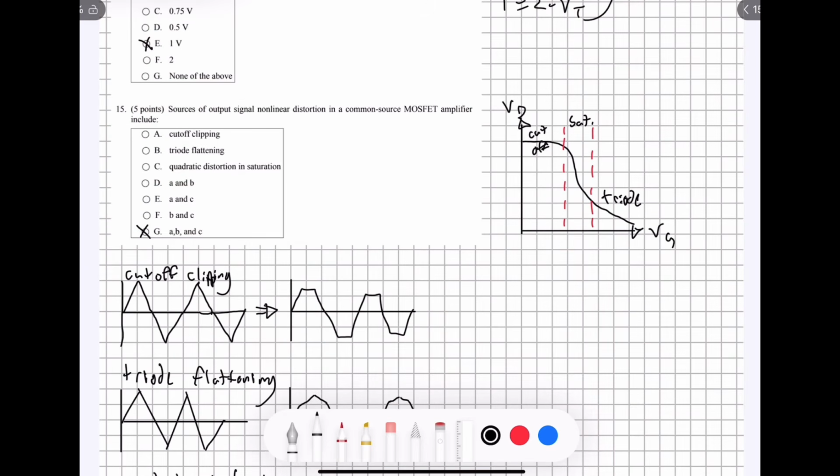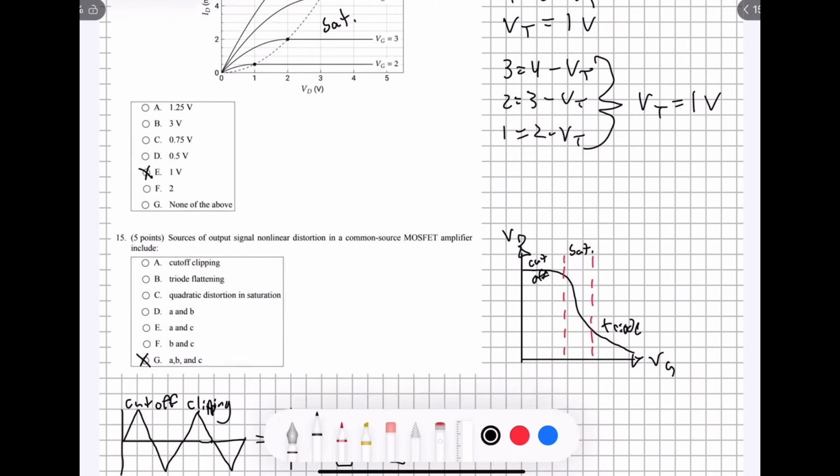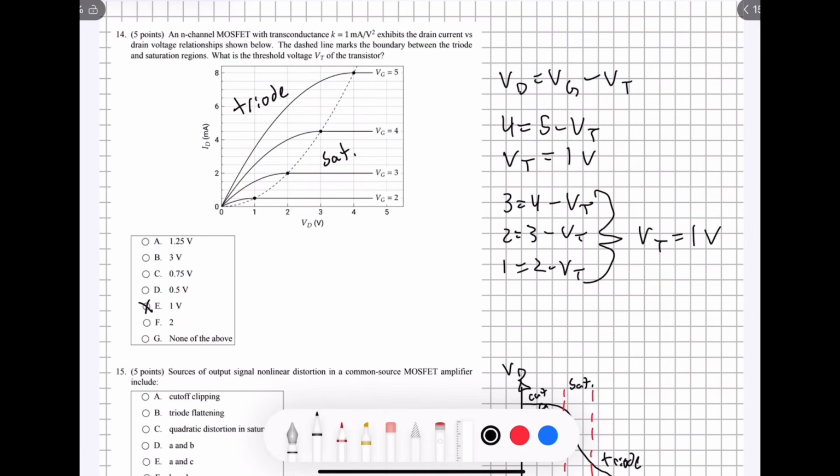And in a common source MOSFET amplifier, all three of these are going to be present. So the correct answer is G, A, B, and C. You don't even necessarily need to know what each one of these are. It might just help you in the future, but you just need to remember that all three of them are going to be present in a MOSFET amplifier of this kind.